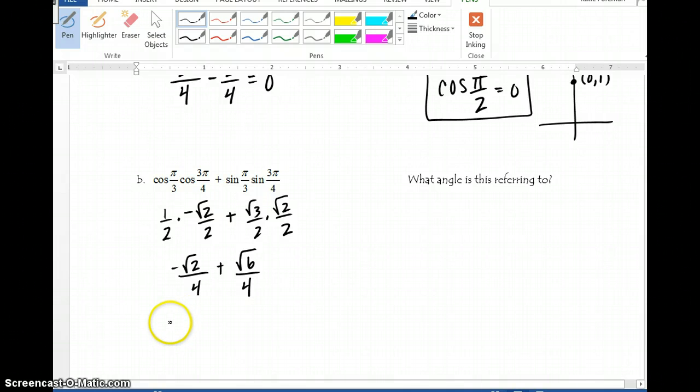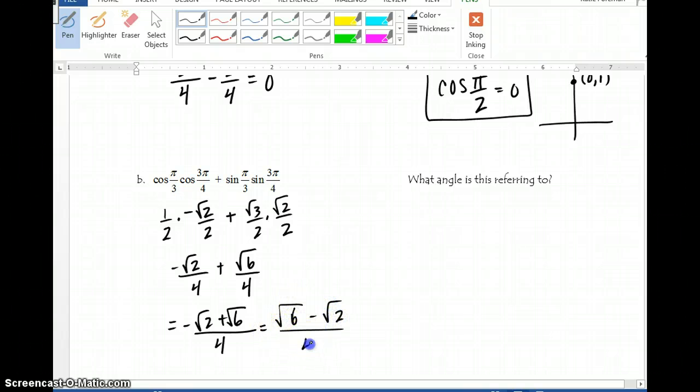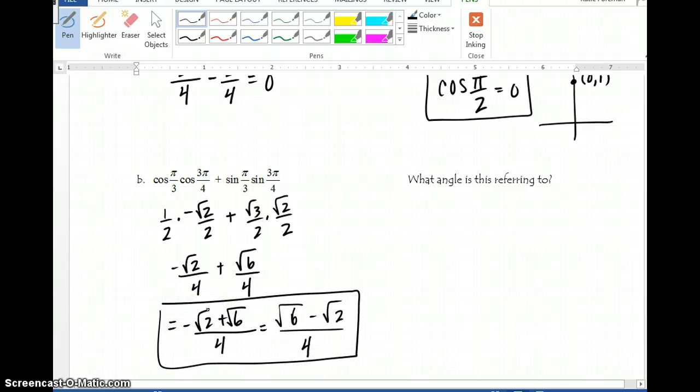Now, we would see this answer one of 2 ways. Negative square root of 2 plus square root of 6 over 4. Or, changing the order of the numerator, you can write it as square root of 6 minus square root of 2 over 4. You just have to make sure you write your answer as one fraction. What angle is this referring to? Well, the two angles given in the expansion are pi over 3 and 3 pi over 4. Because we're adding on the expansion, we'll subtract the two angles.